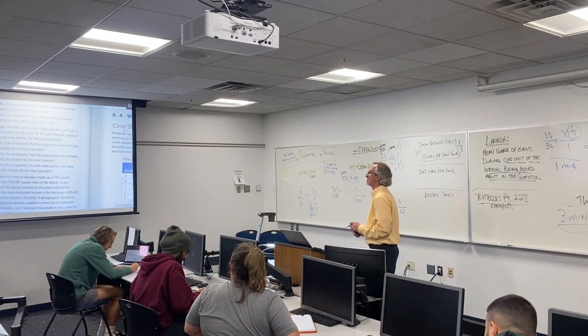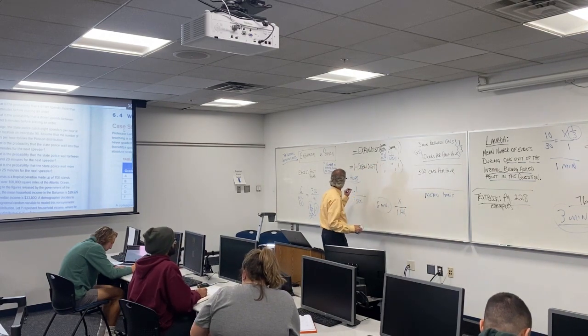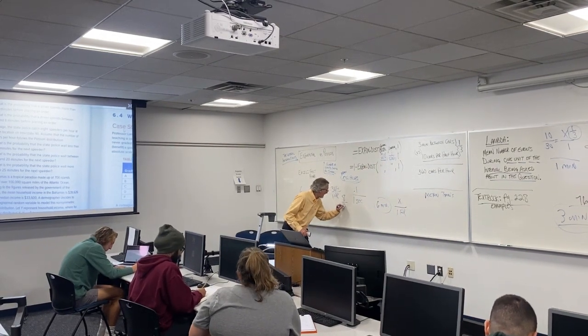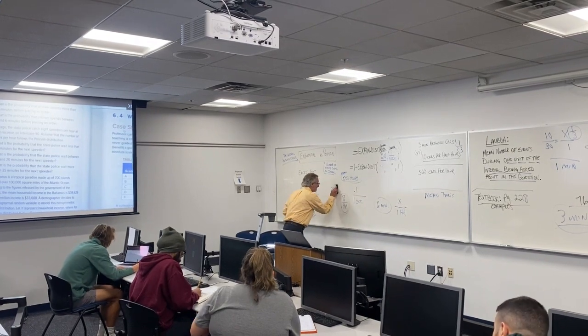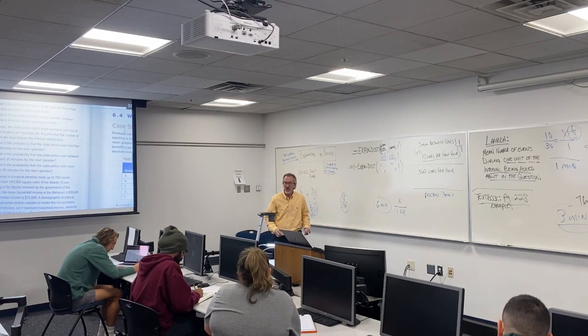On average, the state police catch 8 speeders per hour. Here's our average, 8 per hour. Let me get rid of the rest of these. 8 per hour.